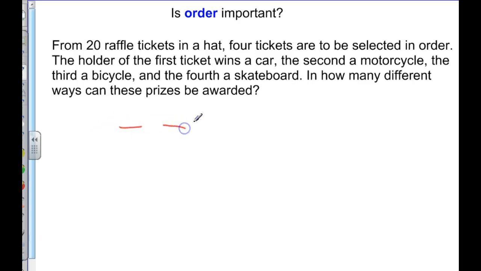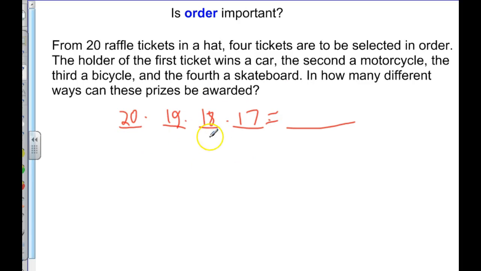So it looks like we're making 4 choices here. There are 4 prizes. The car is first, and so that would be 20 different people who have the option of winning it. Next, the second is a motorcycle, so 19. And then third is a bicycle, which is 18, and fourth is a skateboard, 17. So after you give away 1 prize, it determines that. Multiply that in your calculator and you get an answer.